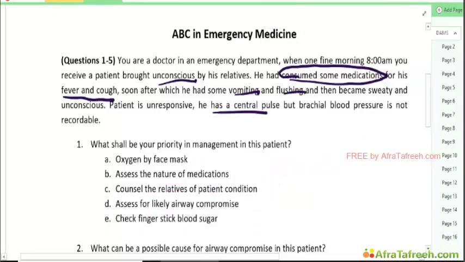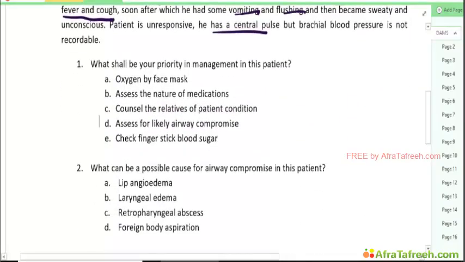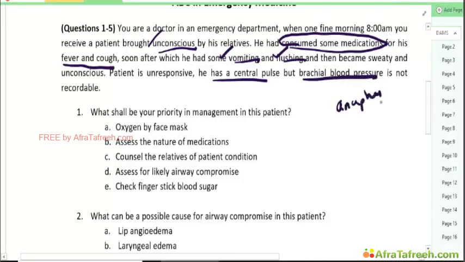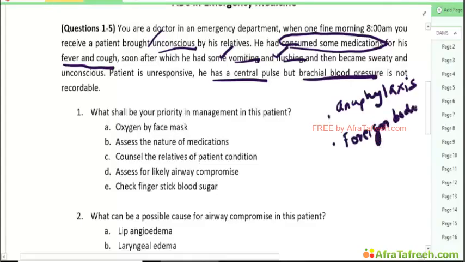Okay, coming to the next question. What can be the possible cause for airway compromise in this patient? As we have seen, after consuming some medication, the patient has vomiting, has flushing, and the patient is unconscious, right? And the patient has shock. So these things qualify for the presence of anaphylaxis. One other thing which comes to mind is foreign body ingestion, aspiration.